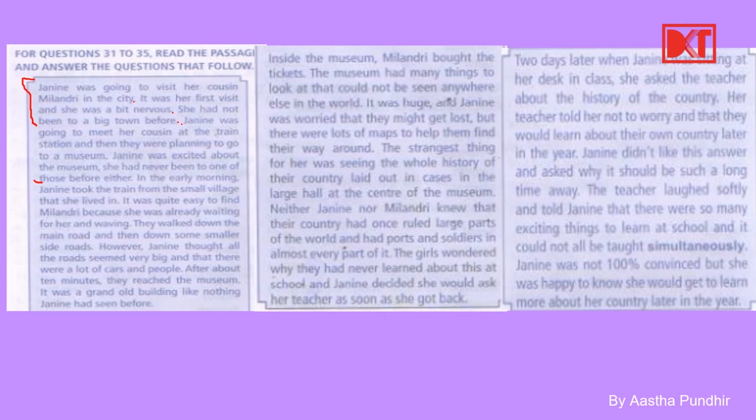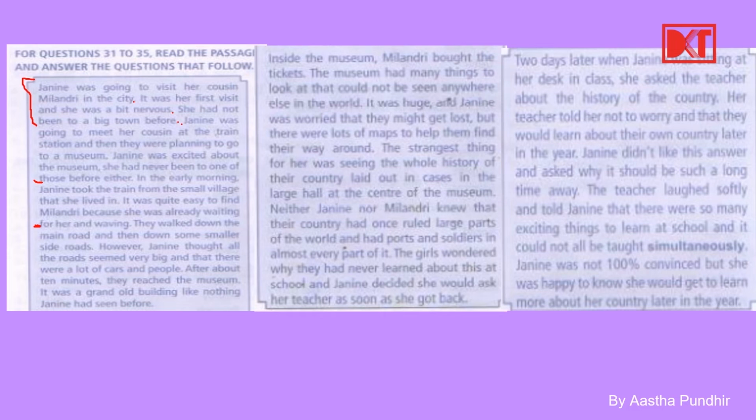Alright, so then in the early morning, Janine took a train from the small village that she lived in. It was quite easy to find Melandri because she was already waiting for her and waving. So in the early morning she took a train to go to the city to meet Melandri. And when she reached there, it was quite easy for her to figure out where Melandri was, because she was also excited. She was waving her hand so that Janine could easily spot her.